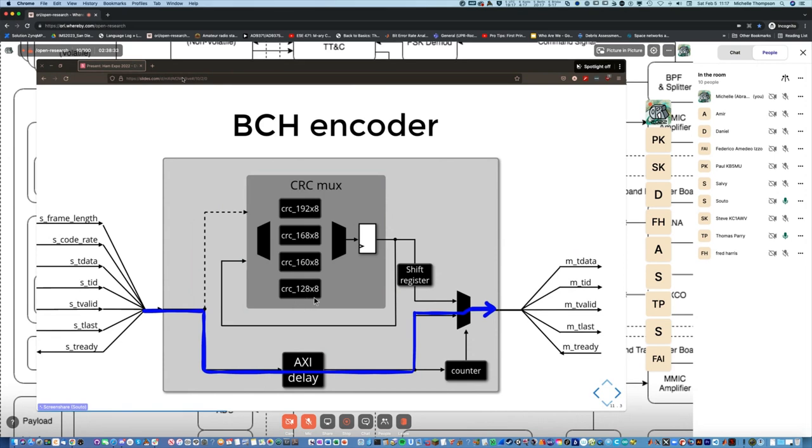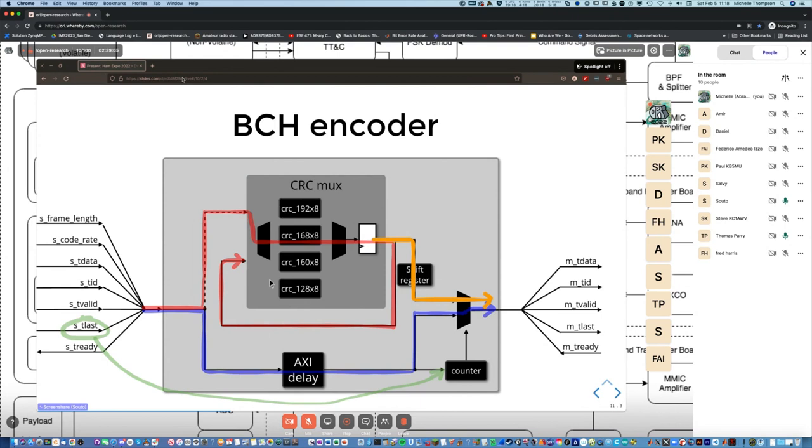Now looking at the data flow. The baseband frame flows through to the output directly and through the CRC block. So, yes, the CRC MUX. And once TLAST is asserted, indicating that the input frame completed, we count the number of words needed to shift data from the CRC flip-flop to the output through the shift register.